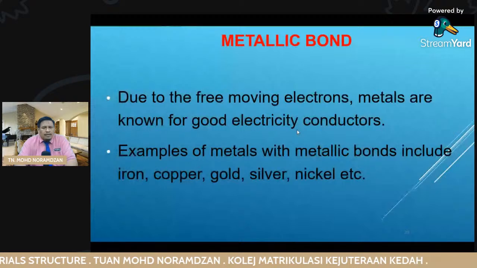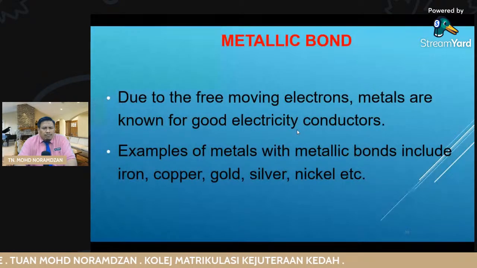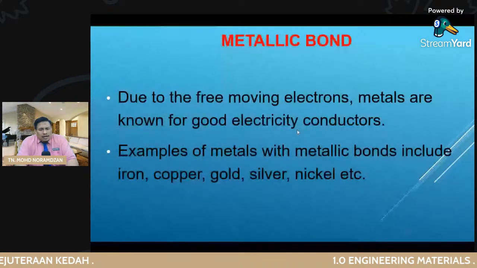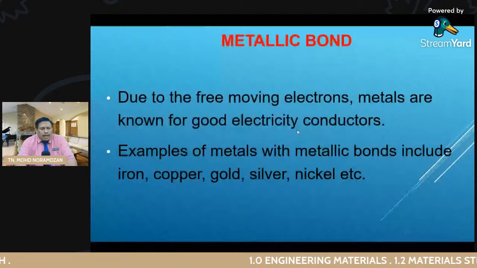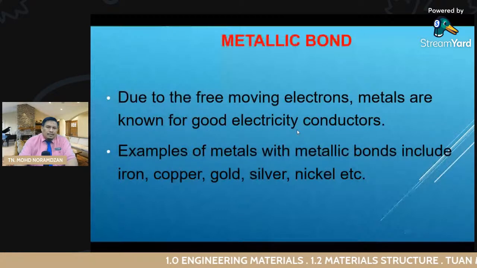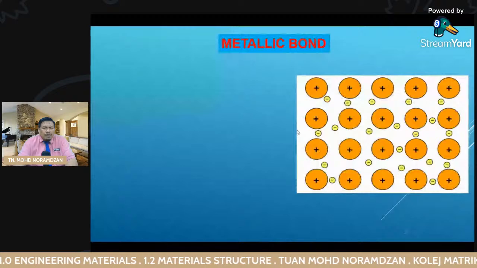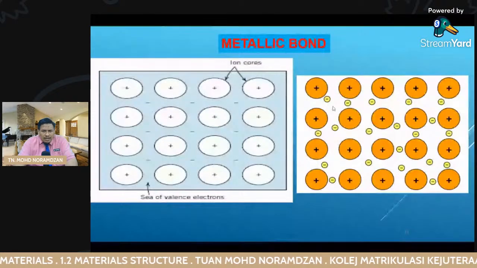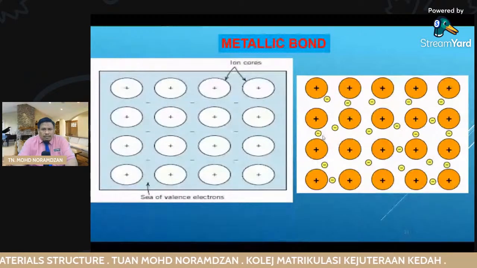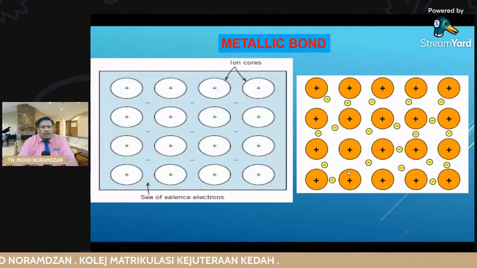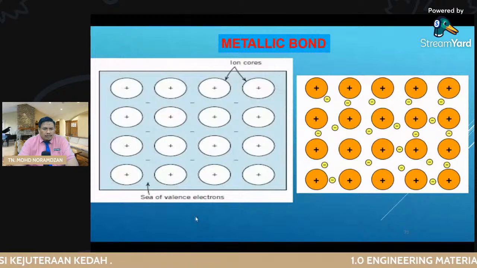Okay, because of the free moving electrons, metal is a good electricity conductor compared to covalent. So this is a metallic bond. You can see the free moving electrons. So it is very easy to conduct electricity. See our conclusion.